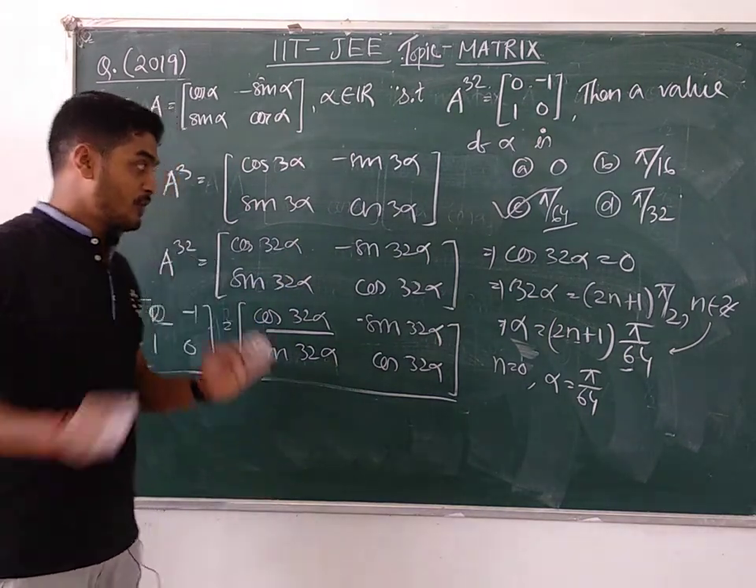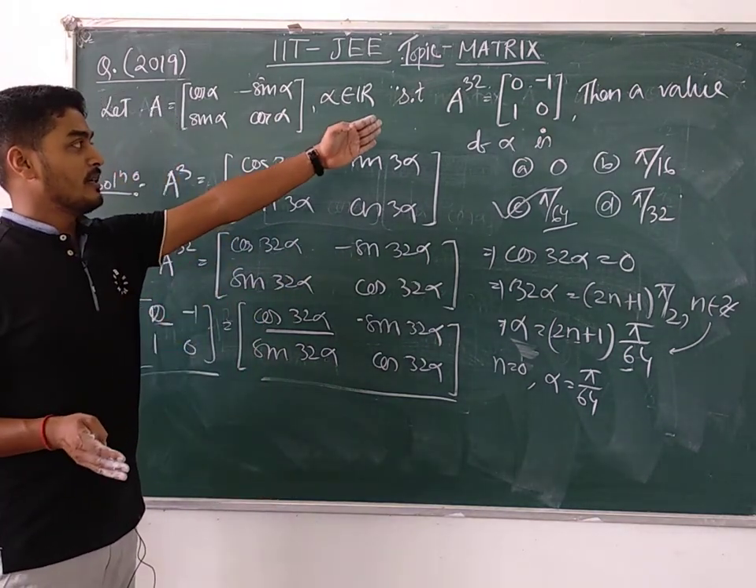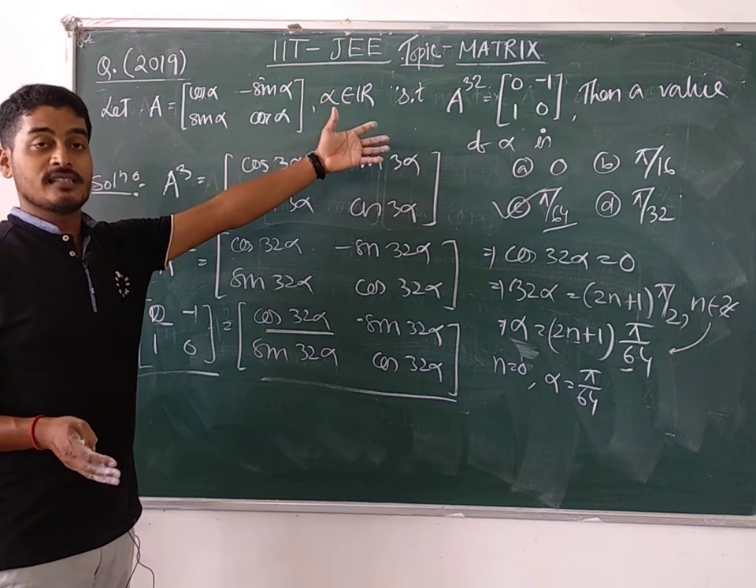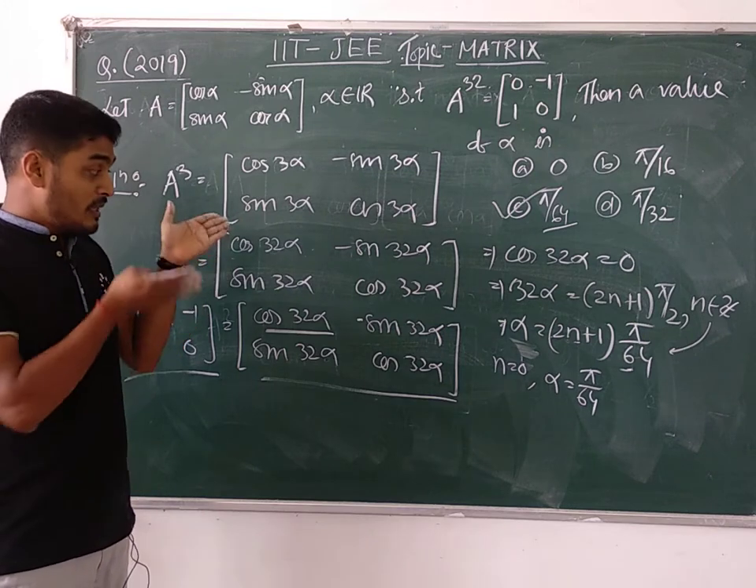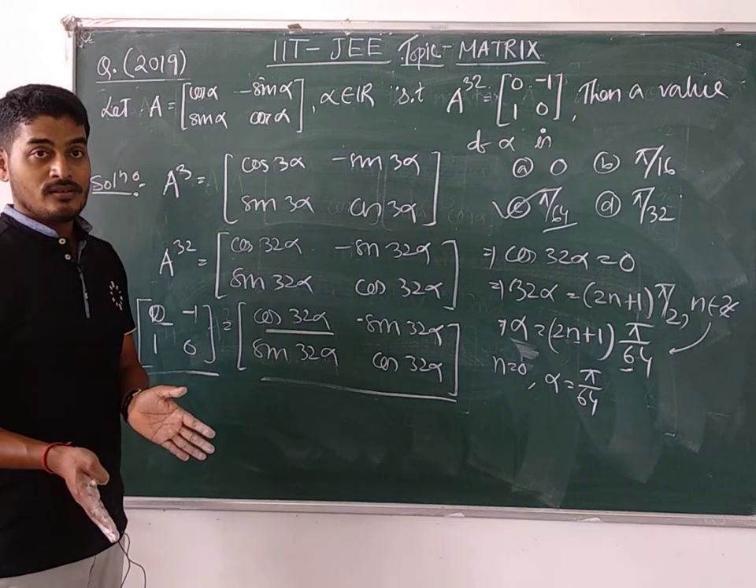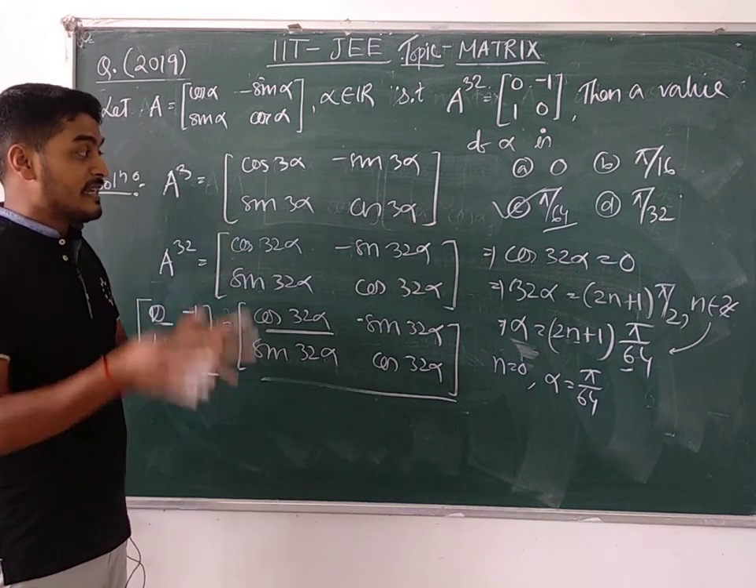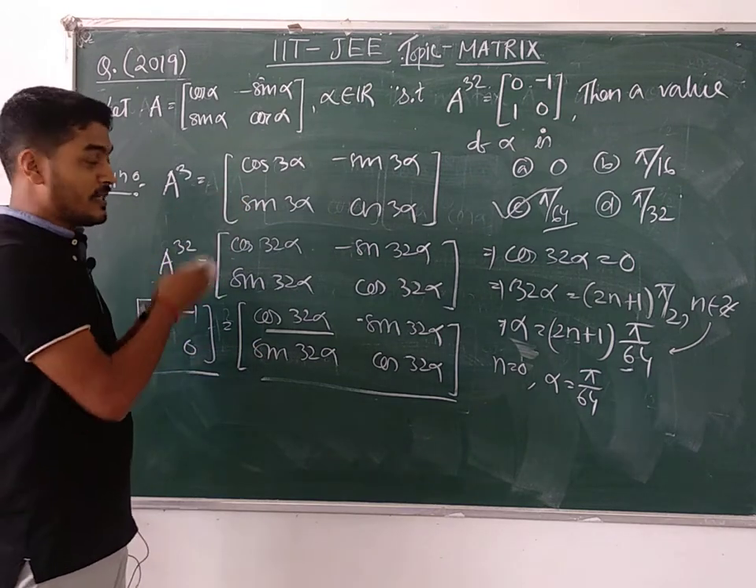Simple question. I hope you have got my point. Whenever A to the power 32, A to the power 100 is given to us, just try to find the value of A square, A cube, A to the power 4 like that. So you will identify the pattern followed by them. So you can easily generalize what will be the value of A to the power 32, then equate them, and you will get the answer.